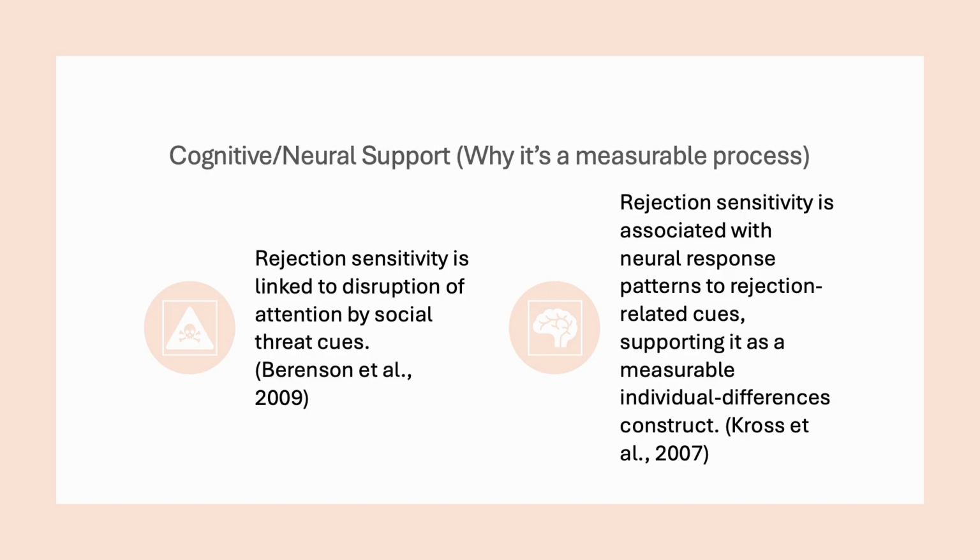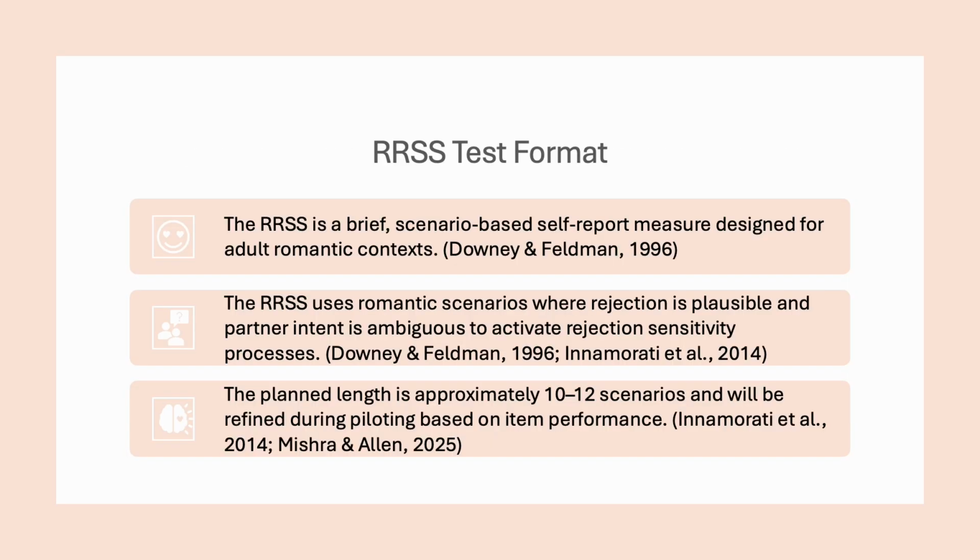Neuro research also suggests that rejection sensitivity is related to differences in how the brain processes rejection-related cues. Together, these findings support the idea that rejection sensitivity involves a consistent pattern of threat processing, not just temporary mood. This test is a brief scenario-based self-report measure designed for adult romantic contexts. It uses scenarios where rejection is plausible and partner intent is ambiguous, because ambiguity is what activates rejection sensitivity processes.